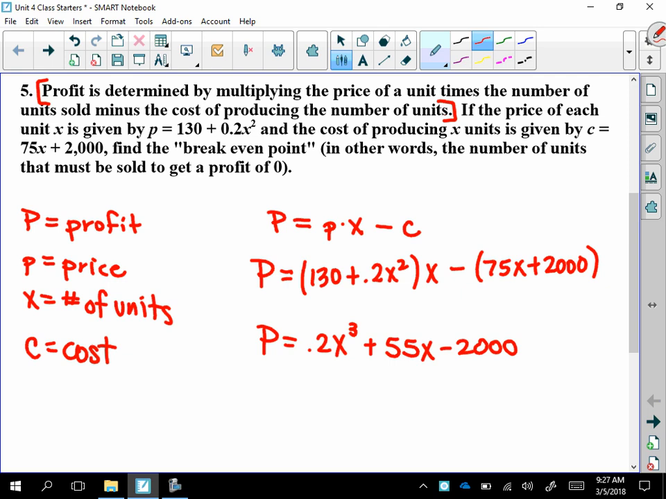So there's our profit function. That really gives us the revenue minus the cost. And we want the break-even point. In other words, the number of units that must be sold to get a profit of 0. So we're going to plug in 0 for P, for big P.